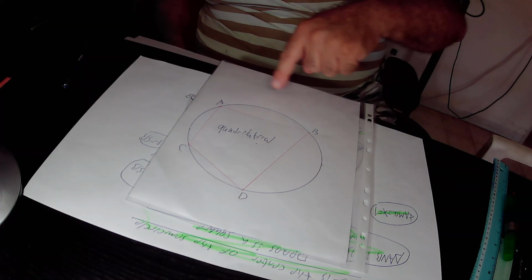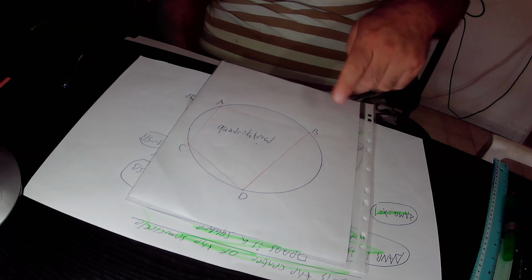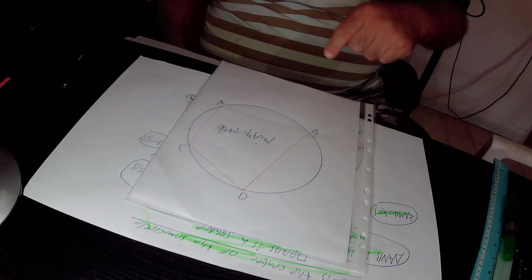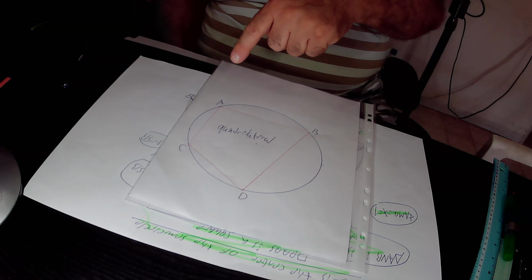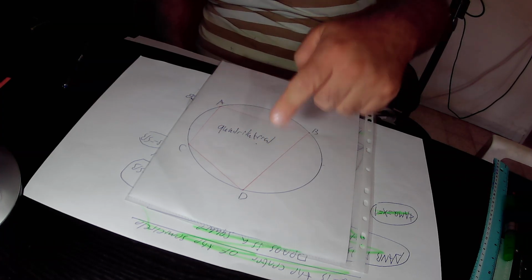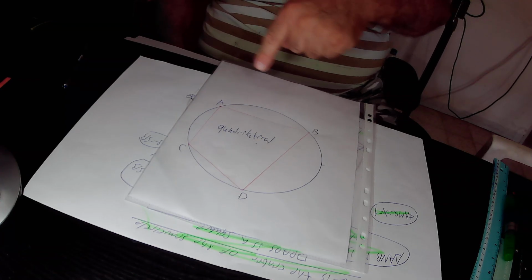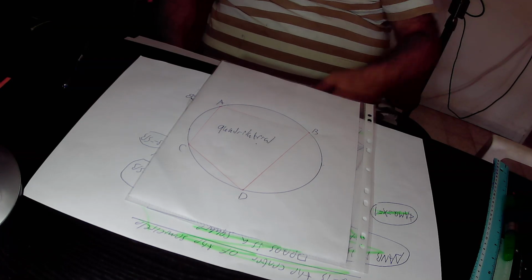This is quadrilateral ABCD. Quadrilateral ABCD is blocked by this circle, or it is inscribed by this circle. Why is quadrilateral ABCD inscribed by this circle? Because all of its four vertices, that is to say A, B, C, and D, all lie on the circle. And therefore, the red quadrilateral ABCD is inscribed by this circle, it is blocked by this circle.